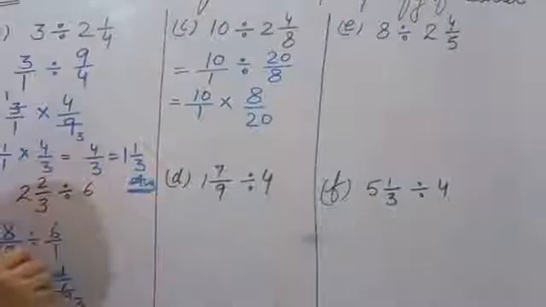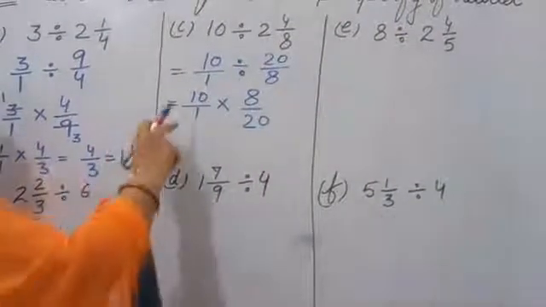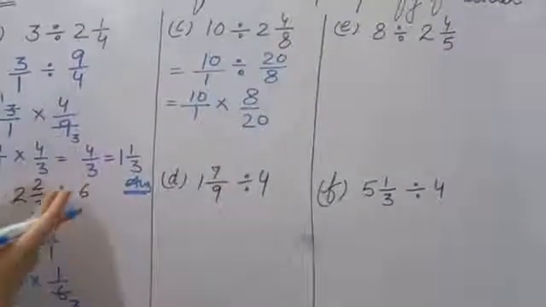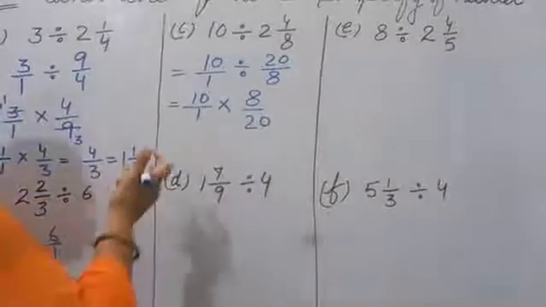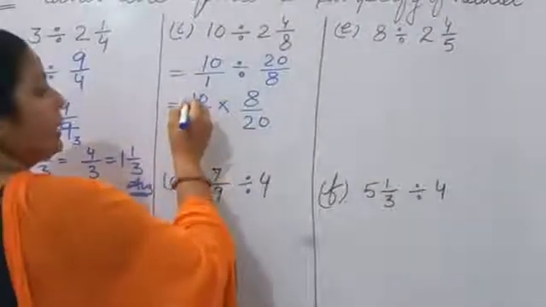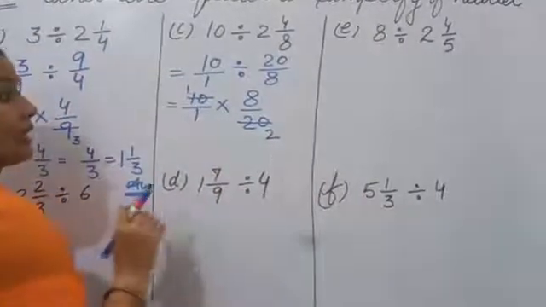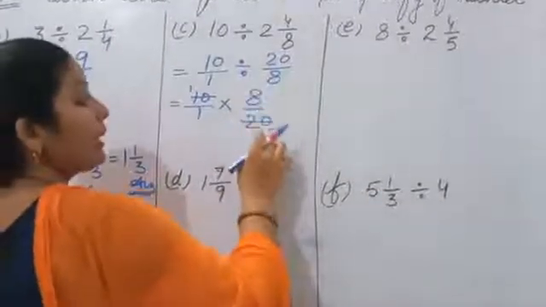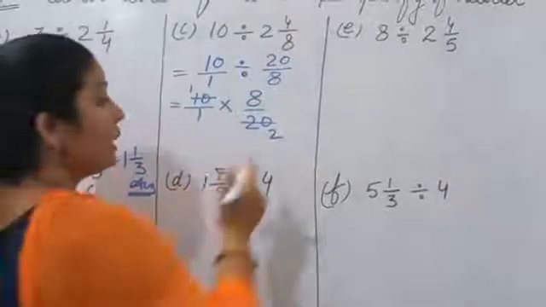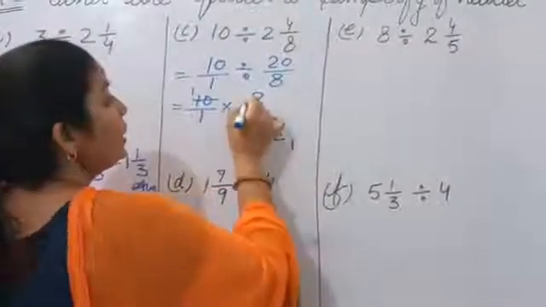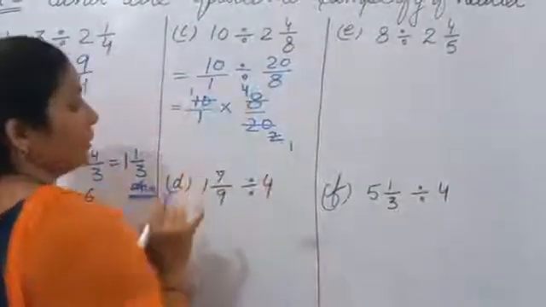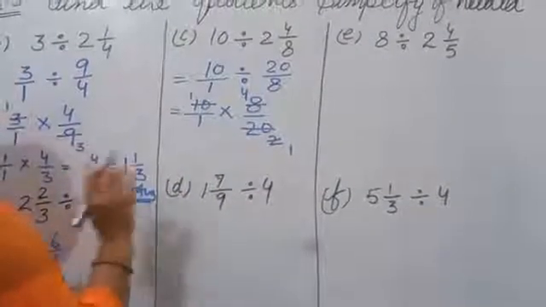Now we can see that in 10 table we have 20. We have to look for the largest number. So in 10 table we have 20. 10 2s are 20, so we will divide by 10. 10 ones are 10 and 10 2s are 20. Now we can see that in 2 table we have 8 also. So 2 ones are 2 and 2 4s are 8. So now we cancel all.